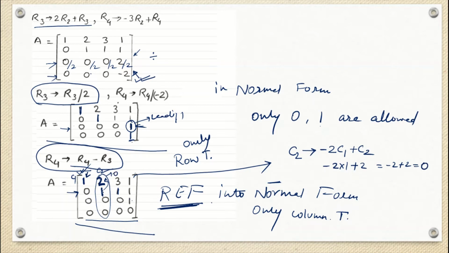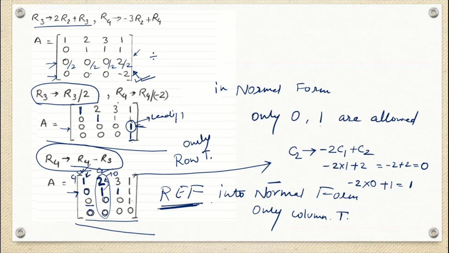Okay, what about this place? Here I am going to write minus 2 into C1. C1 is 0, right? So any operation I perform is going to give me 0 only. And then plus C2. Here C2 is 1. So this is 0 plus 1, which is 1, right? So 1 will be as it is. Similarly, here minus 2C1 plus C2 is going to give me 0 only. Fine, no? Because both are 0 only.